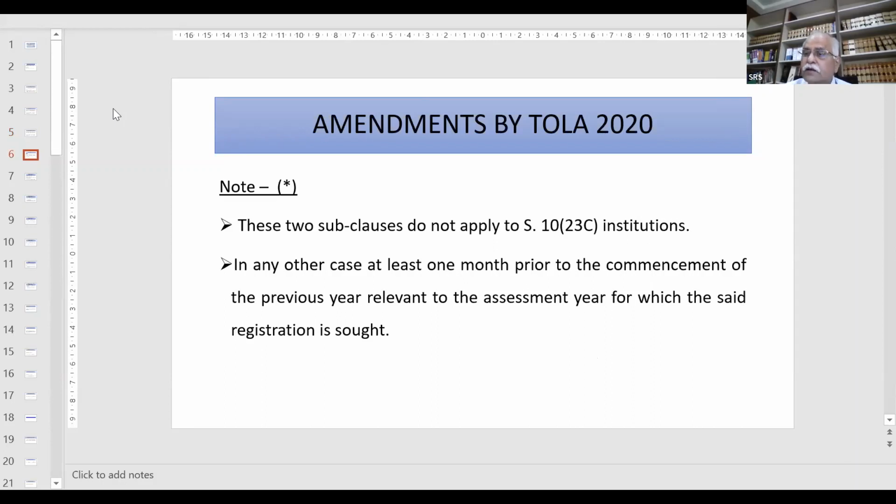And if you are making a fresh application, you are a new trust which has just been formed, then you have to make the application 1 month prior to the commencement of the previous year relevant to the assessment year for which the said registration is sought. Here also we have certain issues. I would explain this particular clause with reference to an example which will make things very clear to you. Next slide, please.